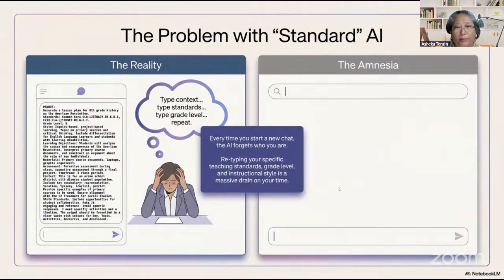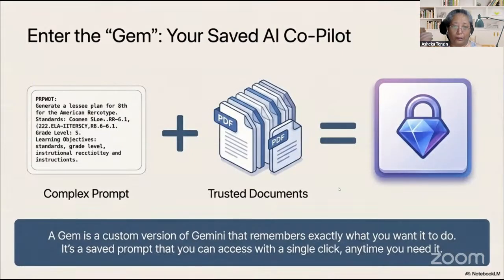The problem with standard AI is that every time you start a new chat, the AI may forget who you are. So you have to retype your teaching standard, the grade level and what instructional style you want. You'll have to type again and again in that prompt to create whatever material you need, because the AI may not remember your earlier prompts. So what can you do? You can create a Google Gem, and this is your AI co-pilot. It is like your assistant.